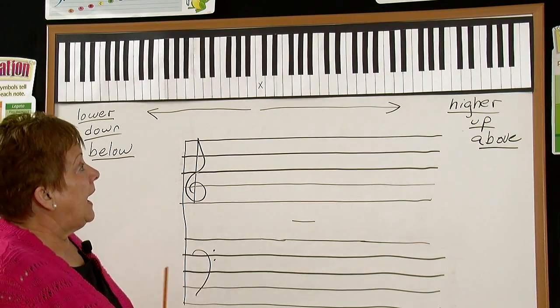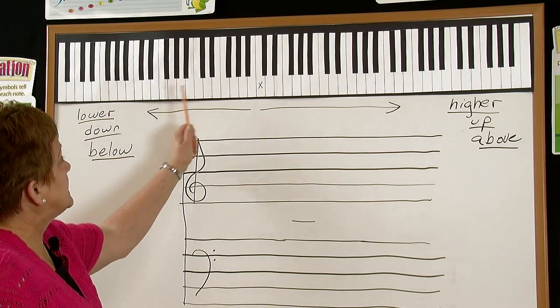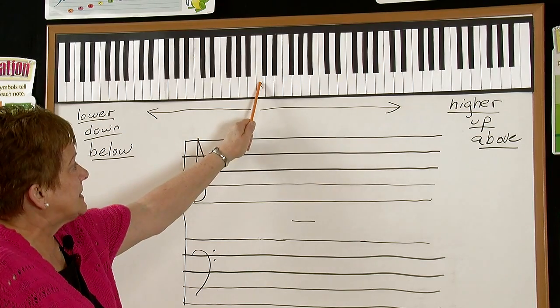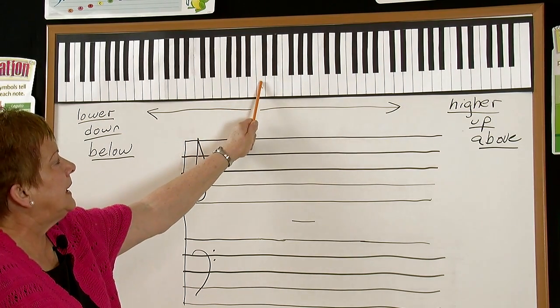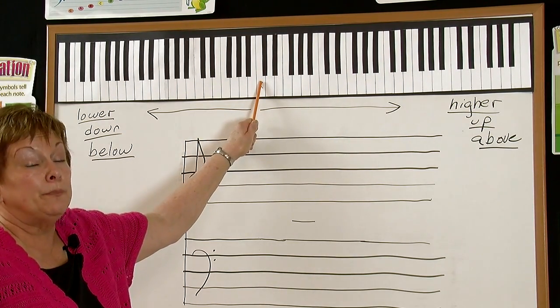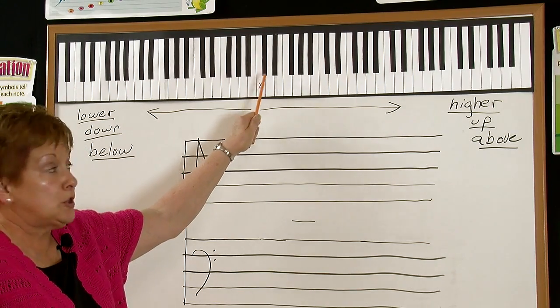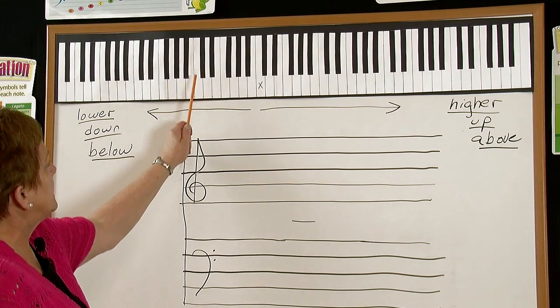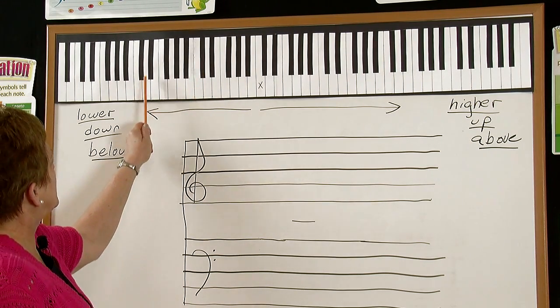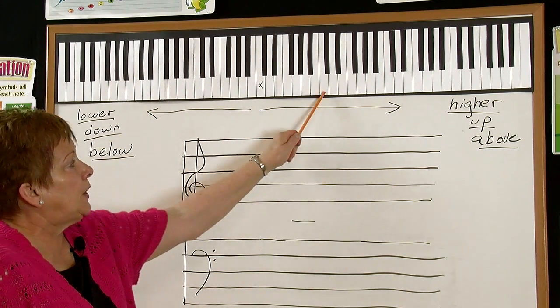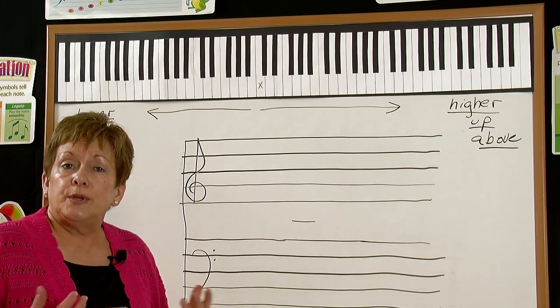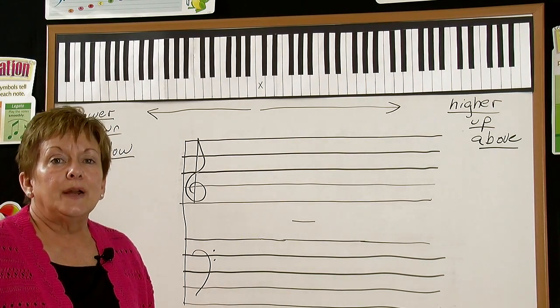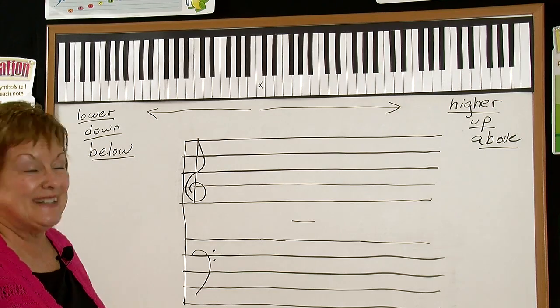And I also would like you to notice that the X is right here, remember that word, below 2 blacks. But there's a lot of places with 2 blacks. Out of all those 2 blacks, how would we know on the keyboard which one is middle C? Well, what do you think?